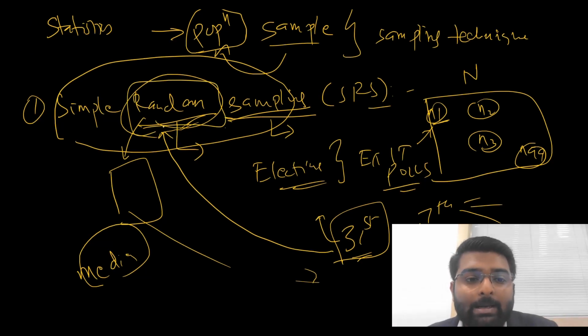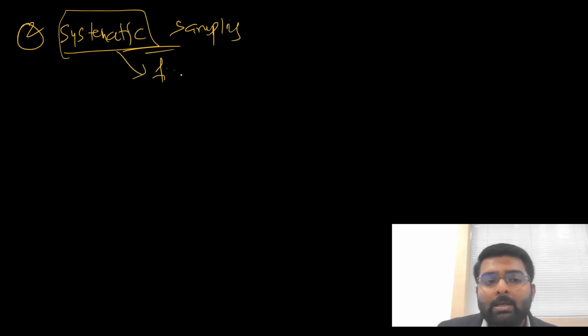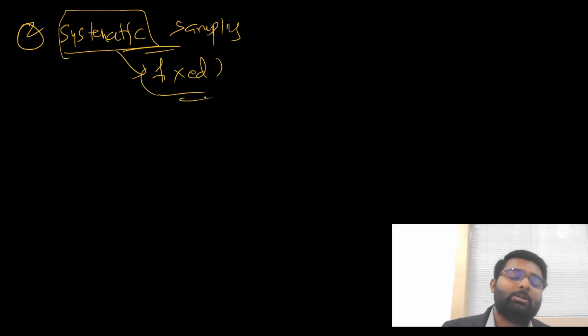The second type of sampling that I would like to discuss here is something called systematic sampling. Folks, firstly we discussed random sampling, and now I want to talk about systematic sampling. What exactly is systematic sampling?